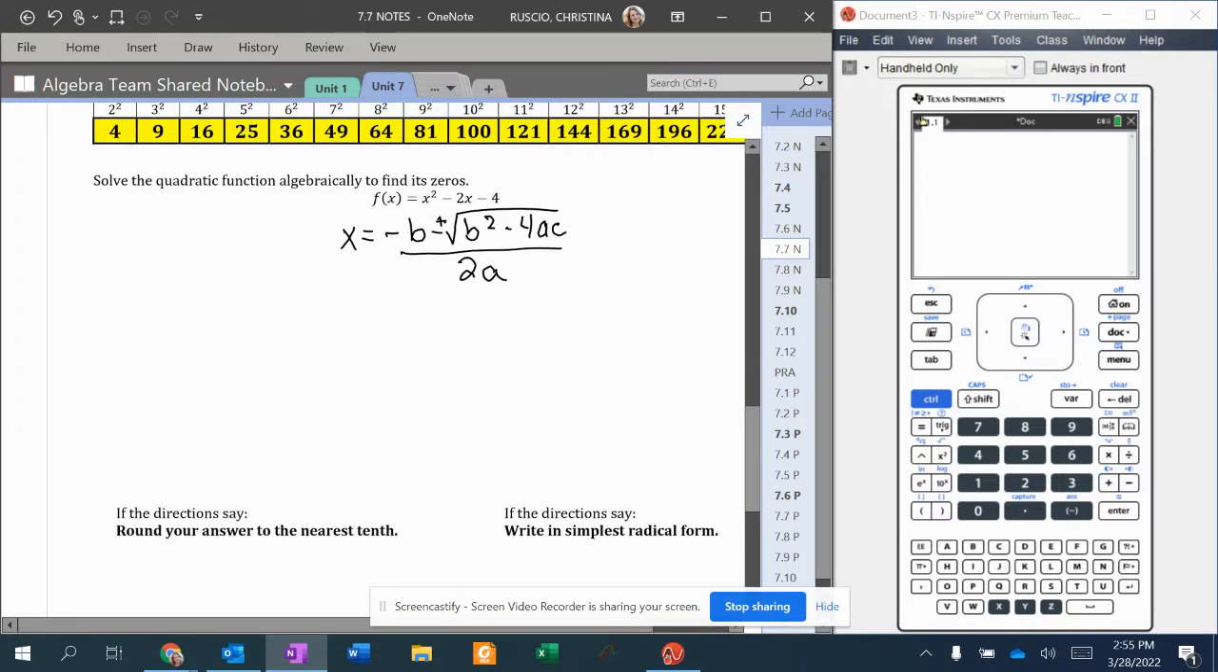Next thing we need to identify is what A, B, and C are. A quadratic takes the form ax squared plus bx plus c. So our A is equal to 1 right here. B is equal to negative 2, and C is equal to negative 4.